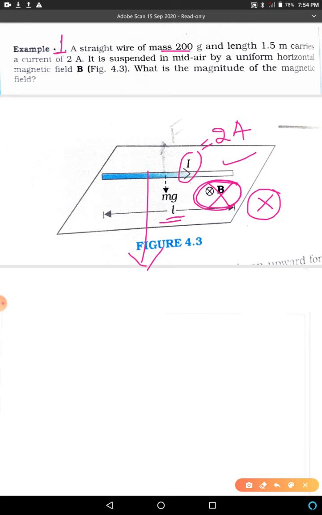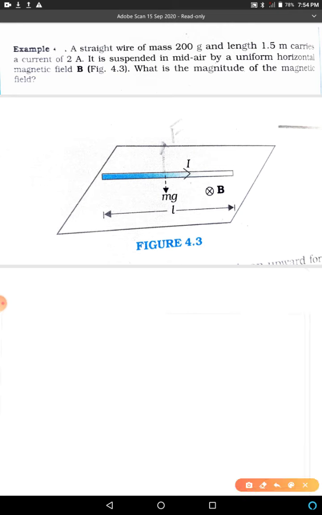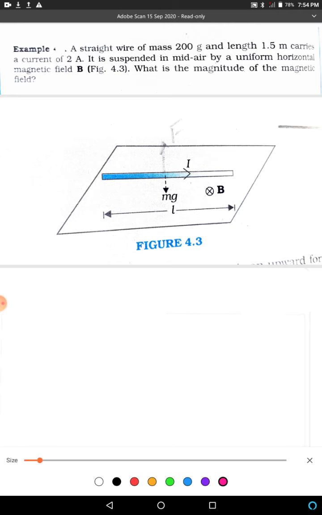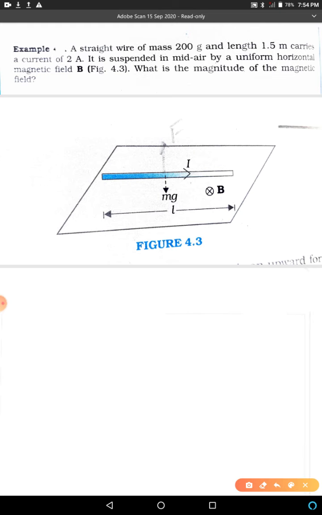So what is the magnitude of the magnetic field? How much magnetic field should be applied? So what should be the magnetic field? What is the strength of the magnetic field that should be applied? That is his question. So it is problem number 1.